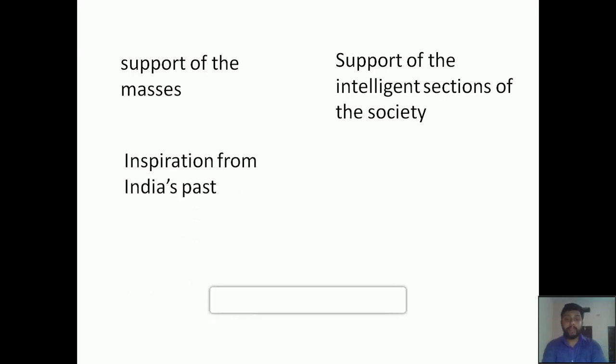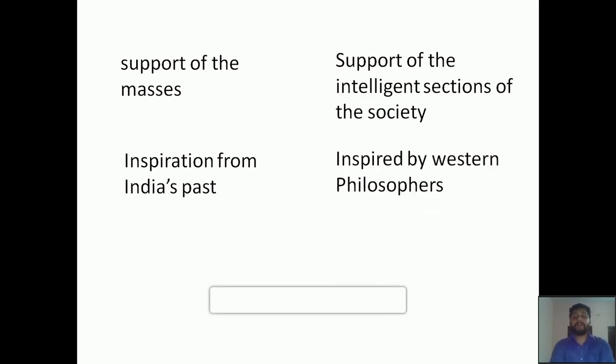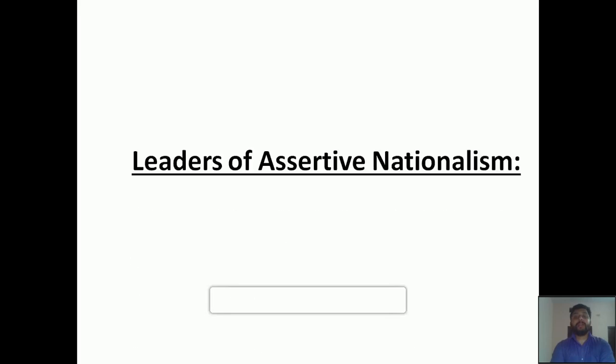And again, assertive nationalist leaders were getting inspiration from India's glorious past, but early nationalist leaders were inspired by Western philosophers. There itself you can see the difference between both groups and their ideology. Inspiration from India's past means, in the last class we already studied revivalism and how revivalism helped the growth of nationalism in our country. The same thing is repeated here. But early nationalist leaders were inspired only by Western philosophers. So its impact and influence on societies had two different ranges.